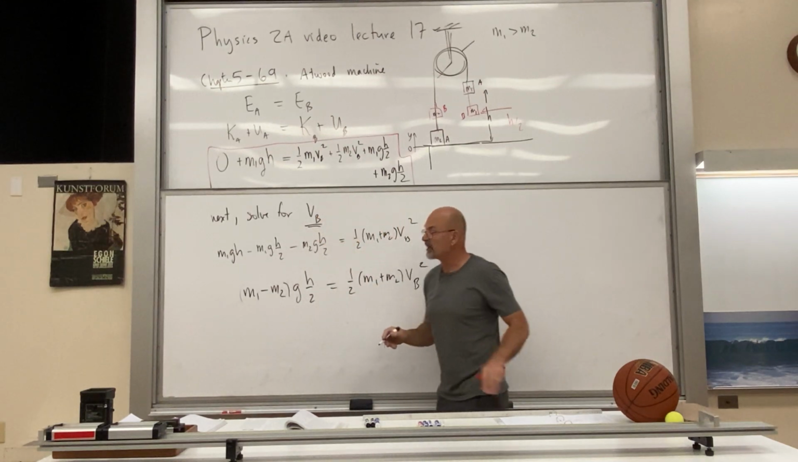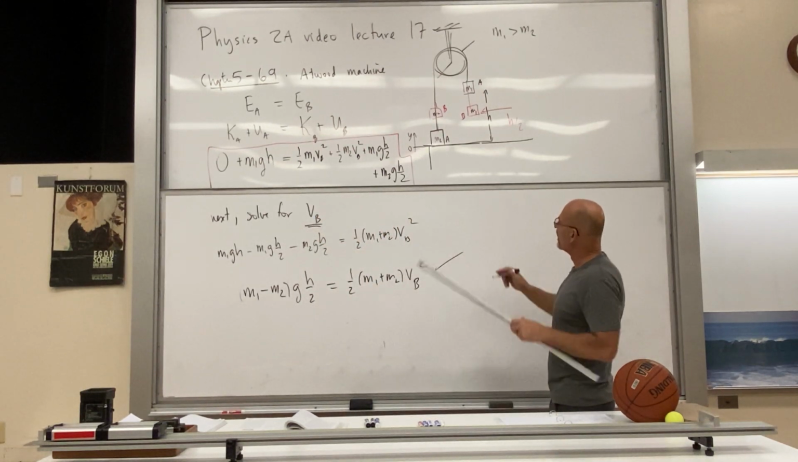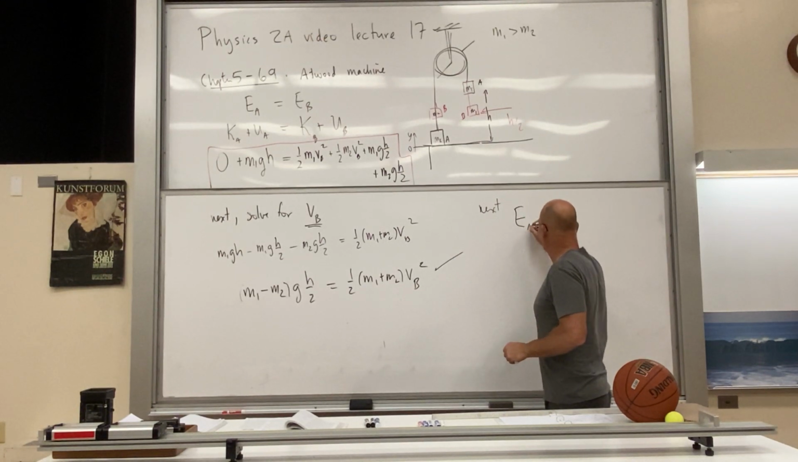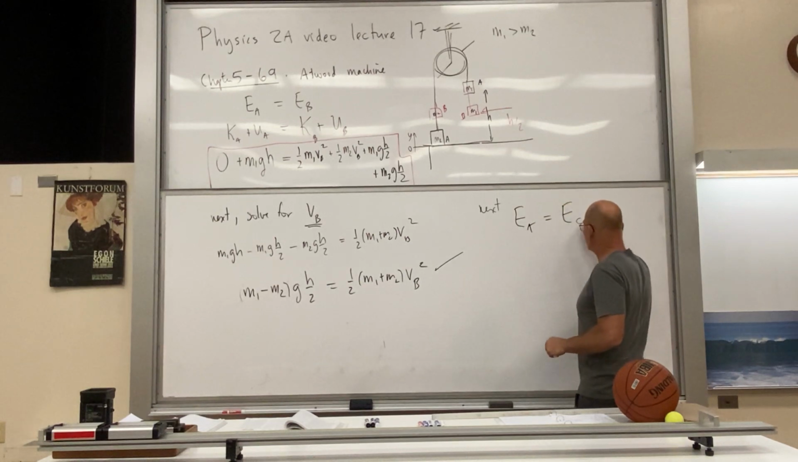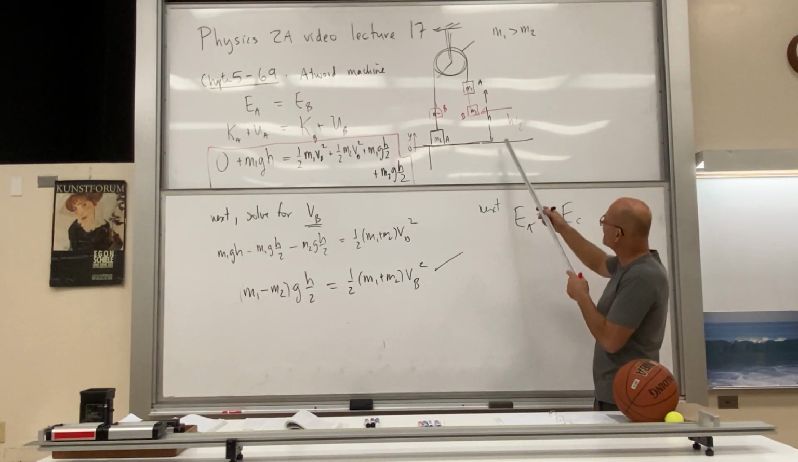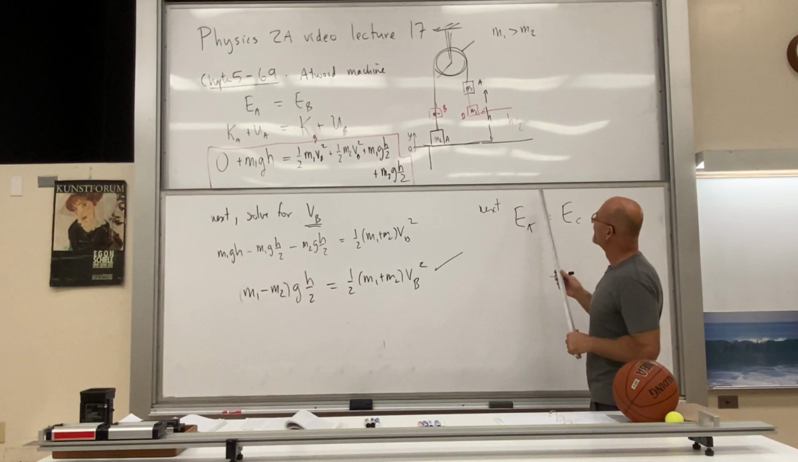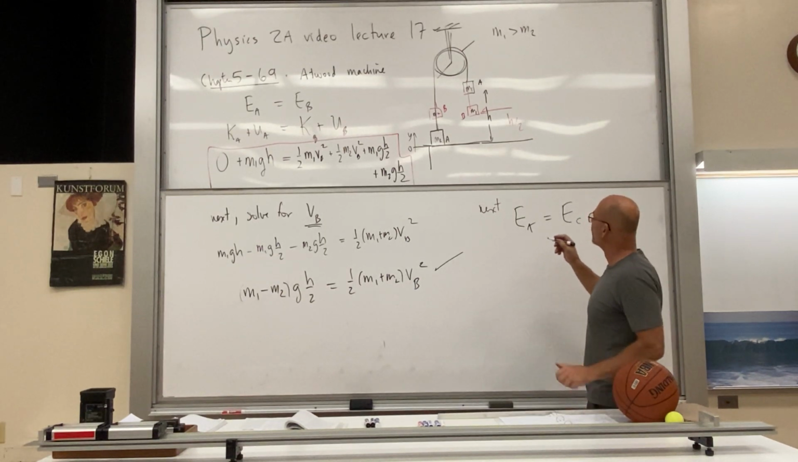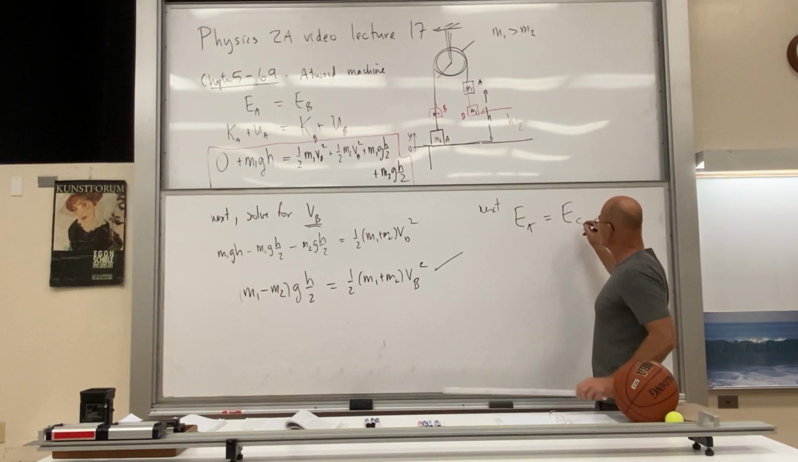And now for the next half of the problem, we also have E sub A is equal to E sub C. You set it up the same way. Solve for V sub C.